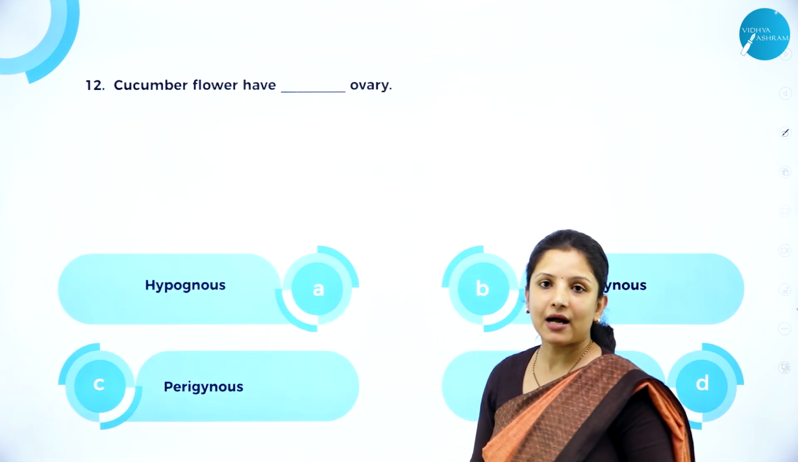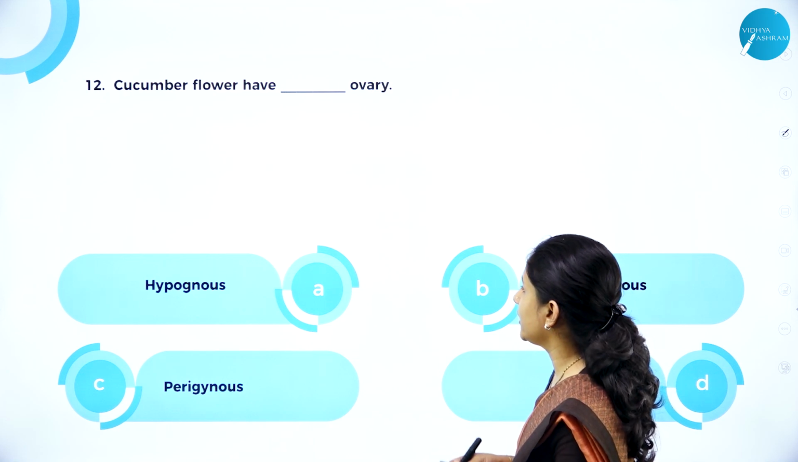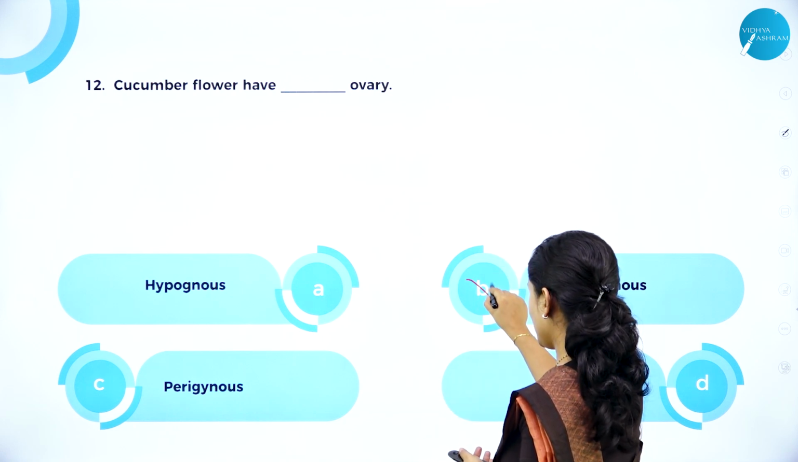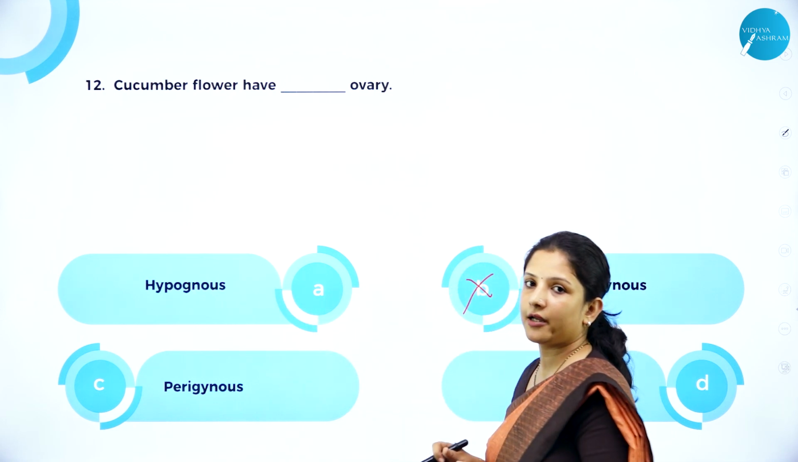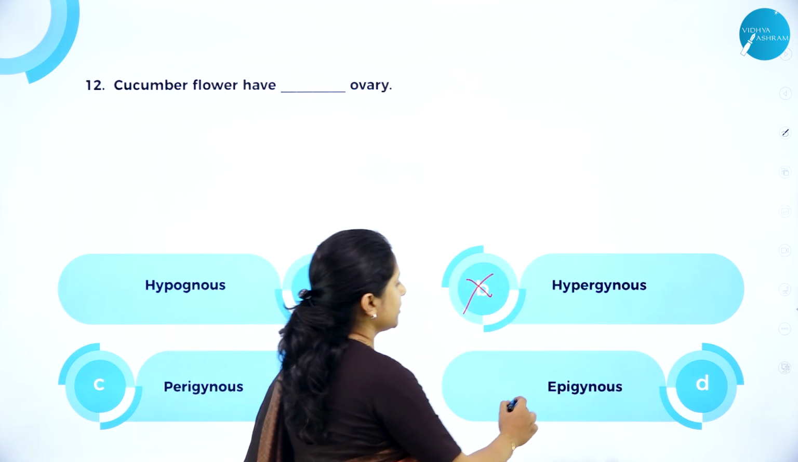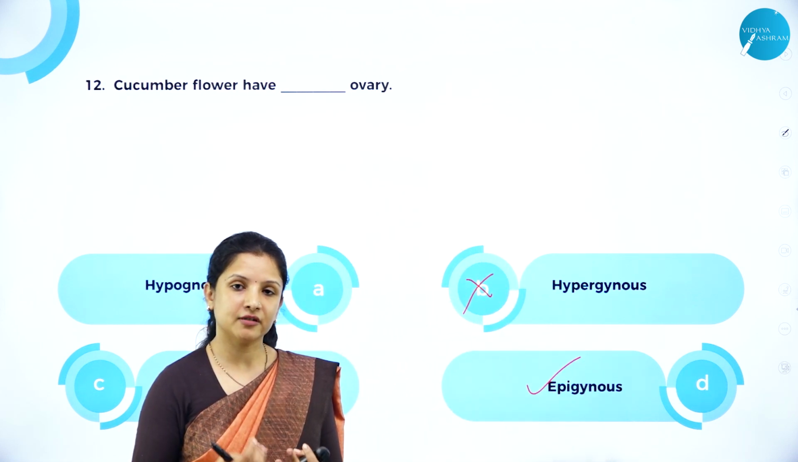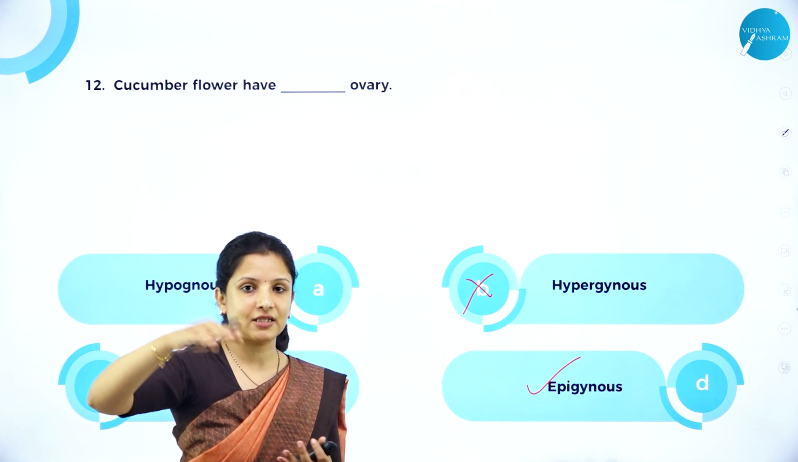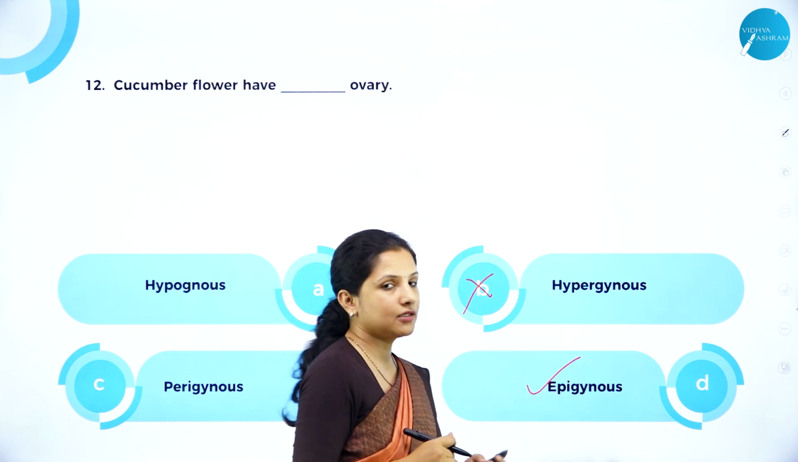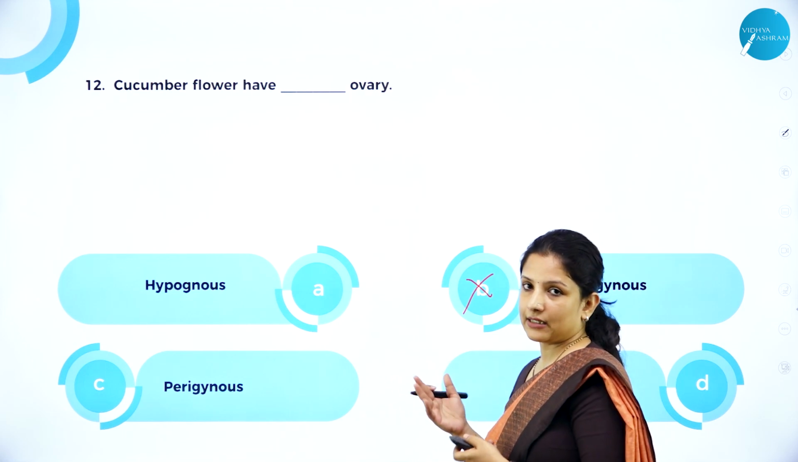Or the question can be asked like this with an example: cucumber flowers have dash ovary. Hypogynous, hypergynous, perigynous, epigynous. Hypergynous is not there, so you have to choose between the three: hypogynous, perigynous and epigynous. The right option here is epigynous because cucumber flowers have epigynous ovary, wherein the ovary is completely inferior and on the top of the ovary the petals, the stamens and the calyx arise. So epigynous ovary is seen in cucumber. Like this also, giving an example, they can ask the question.